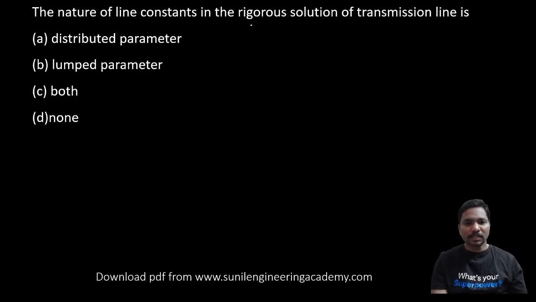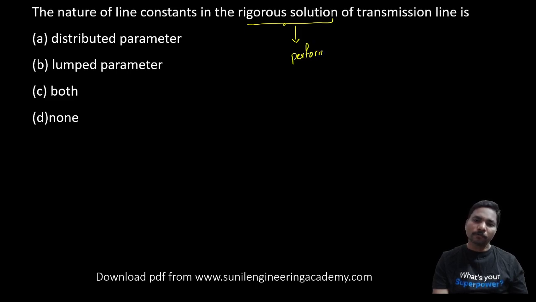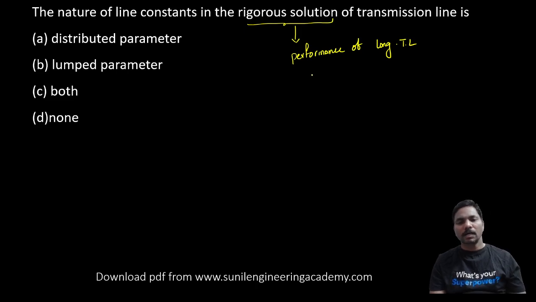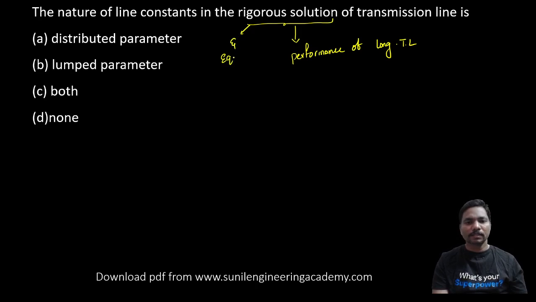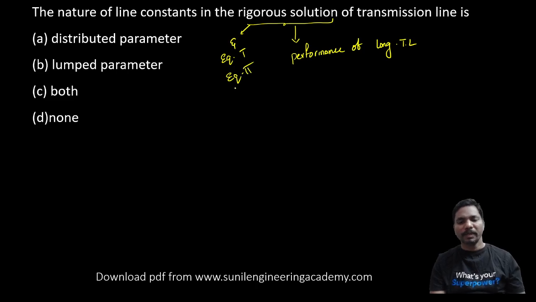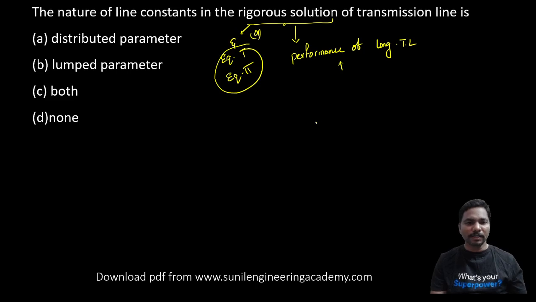The nature of line constant in rigorous solution. Rigorous solution is a method to find out the performance of long transmission lines. We have two methods, rigorous method and also equivalent T and equivalent pi. Okay, so two methods we have; equivalent T and equivalent pi are rigorous solutions. So these are used to know the performance of long transmission lines.